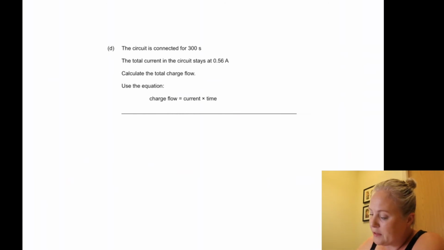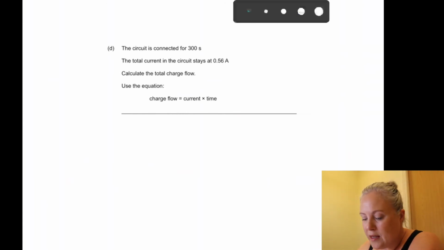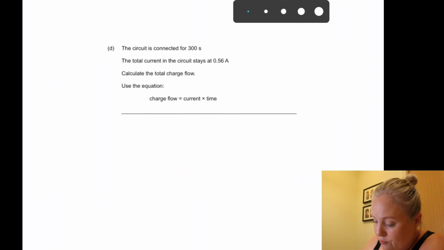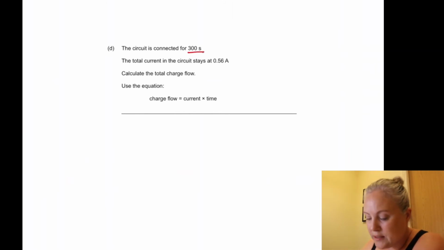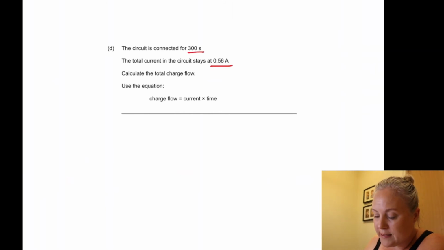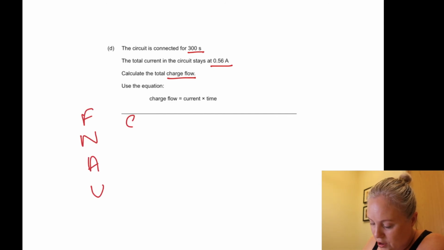To another question. So let's break the question down again. The circuit is connected for 300 seconds. The total current in the circuit stays at 0.56 amps. Calculate the charge flowing. So this time we've been given the equation. So what we need to do is follow the same system. Formula, number, answer, units. So we've got charge equals current times time.